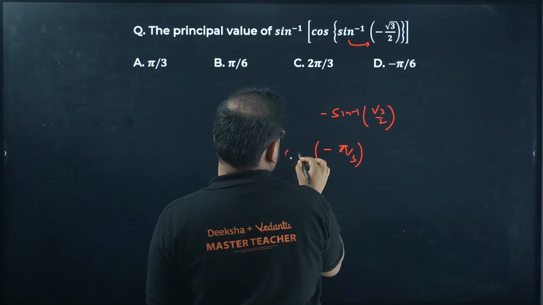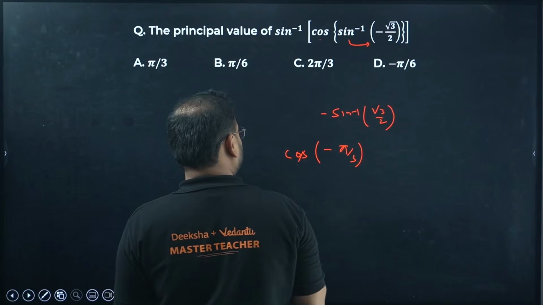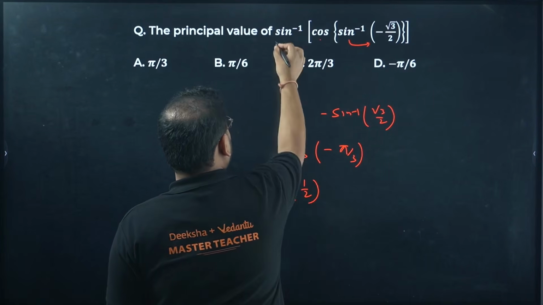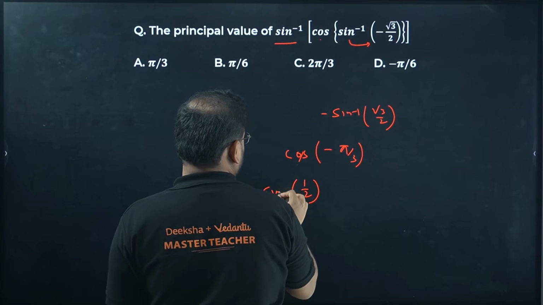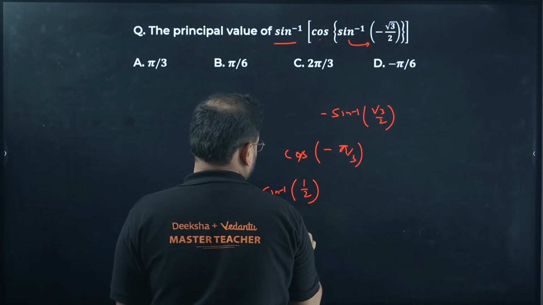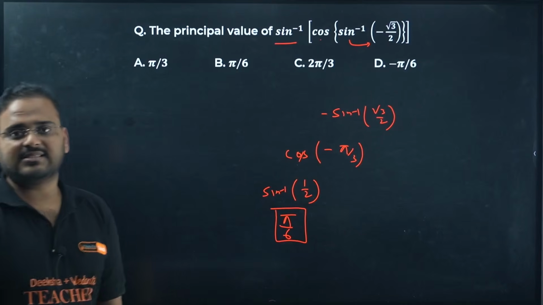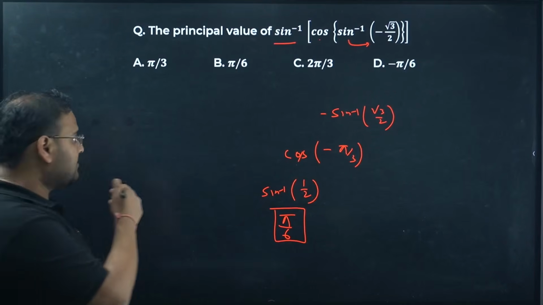Outside we have cos. Apply cos. Cos of a negative value is positive only. So 1 by 2. Outside we have sine inverse, so apply the sine inverse now. Answer is what? Pi by 6. 30 degrees. Sine 30 is 1 by 2. So pi by 6.